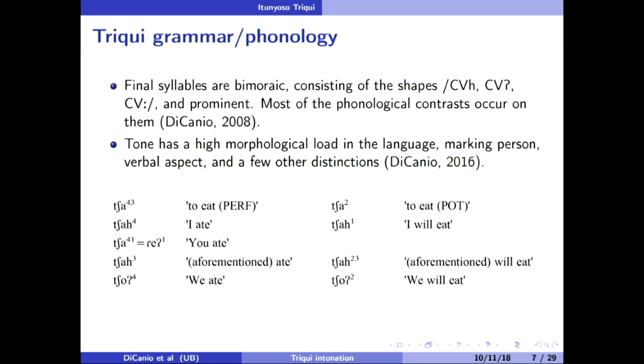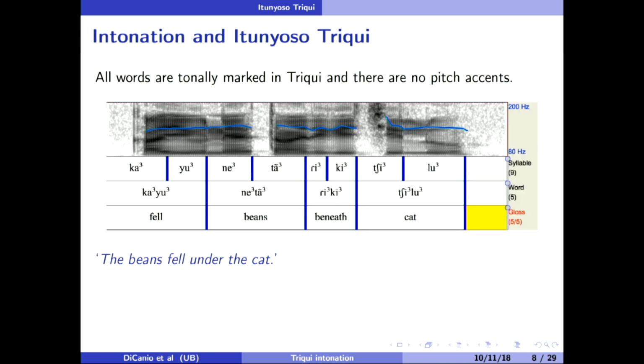There's a perfective form cha. I ate is cha. Chare is you ate. Ja is someone ate. Cho is we ate. Ja is someone will eat. Ja is I will eat. Ja is the aforementioned will eat, and jo is we will eat. So tone and some segmental changes are indicating aspects of morphology too.